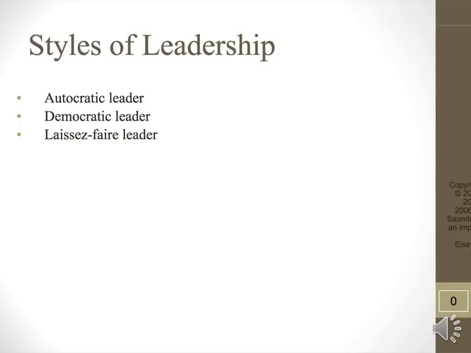The laissez-faire leader allows the group members to choose whatever way they want to behave, and doesn't even attempt to control what direction the group's going in. They just kind of let them go. It's kind of your creative type of leadership. Let's just see what happens.